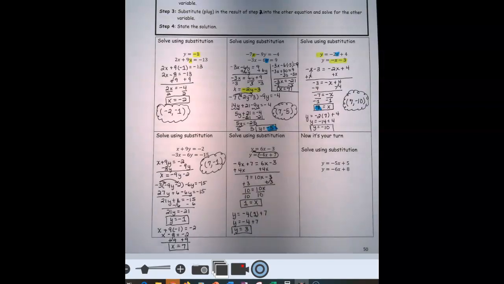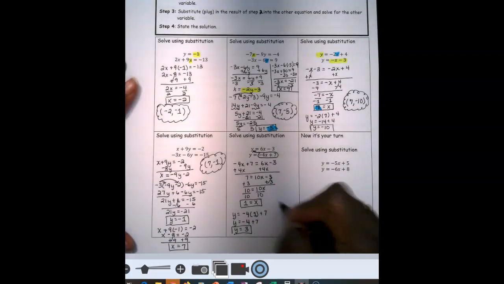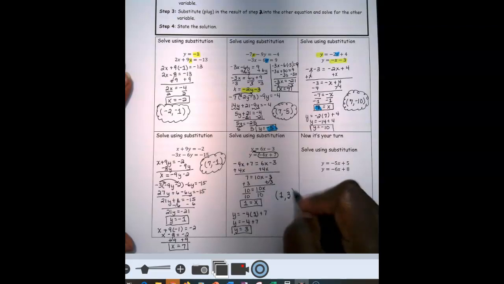So, let's check it to make sure. Because I feel like maybe, well, let's just check. If I put in x for 1 here, 6 times 1 is 6, minus 3 is 3. That's good. If I put in negative 4 times 1, that's negative 4, plus 7 is 3. Okay. So, 1, 3 would be my answer.